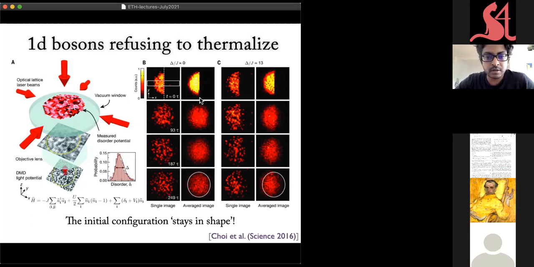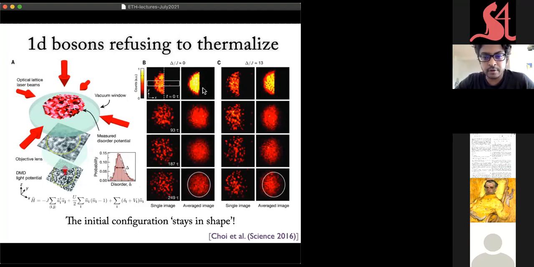This is just a visually enhanced image. So it's on the left at t equals 0, and as you time evolve, it spreads out and becomes circular. Now let's look at the case with non-zero disorder. If you have non-zero disorder, so this part is actually non-zero, and you turn on this disorder and let it time evolve again.